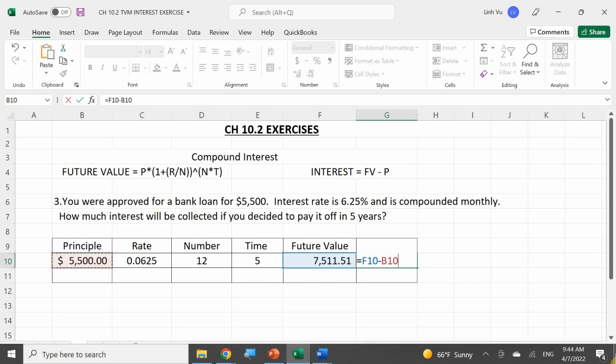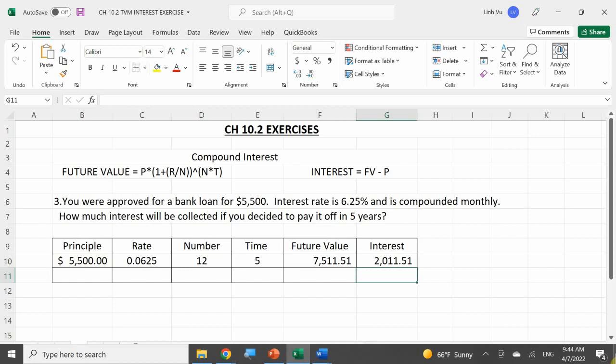So if this is how much it's going to cost me in the future, $7,511.51, and I started out with 5,500, I simply subtract the two, and I'm going to get a total of $2,011.51 worth of interest. And that's what I'm going to be paying over the span of 5 years.